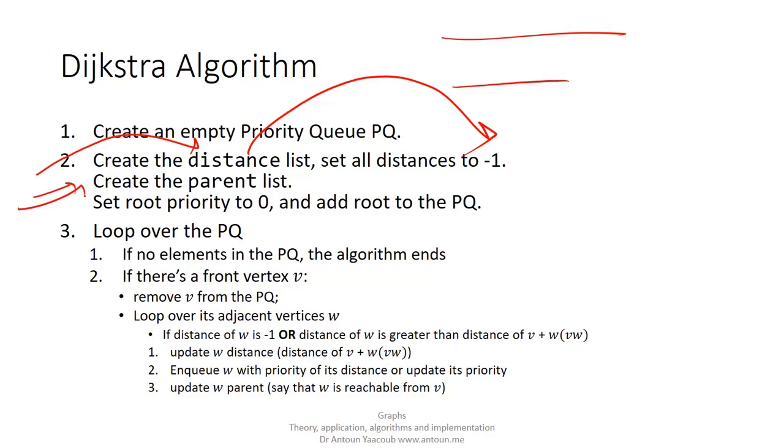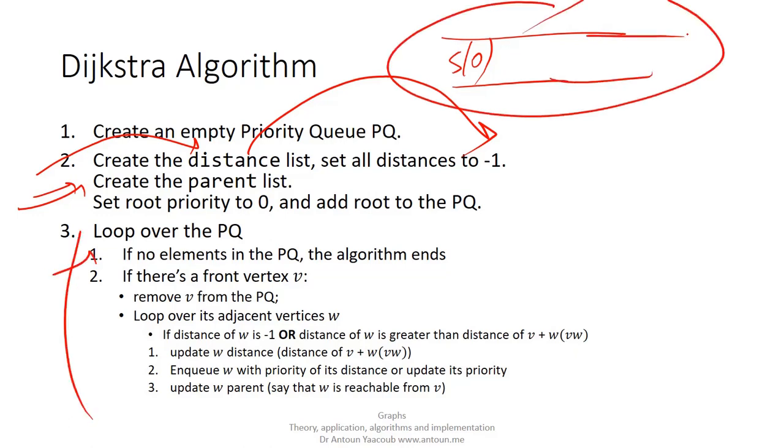So the starting vertex, I will say that its priority is equal to 0, and I will enqueue it into the queue. Then I loop over the queue, so it's like BFS, as I have said. If the queue is empty, obviously I have finished. Otherwise, I will remove the front element, and then I will loop over its adjacent vertices.